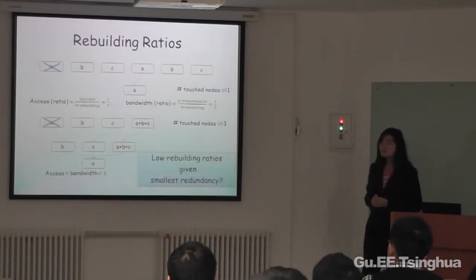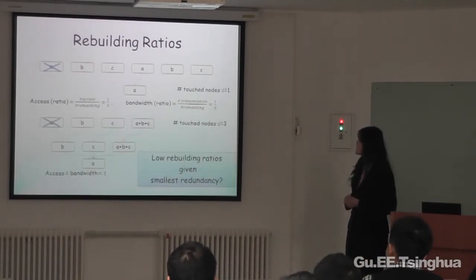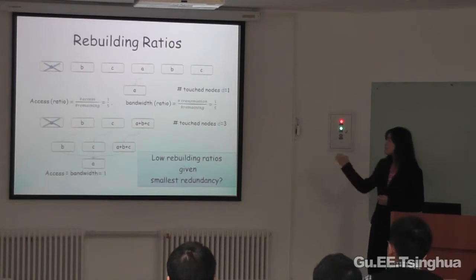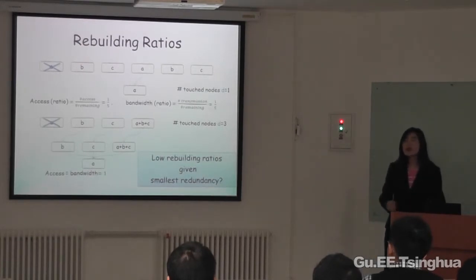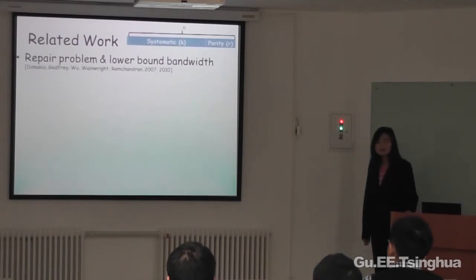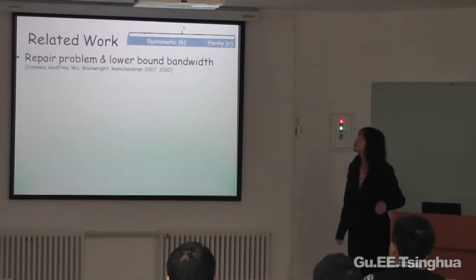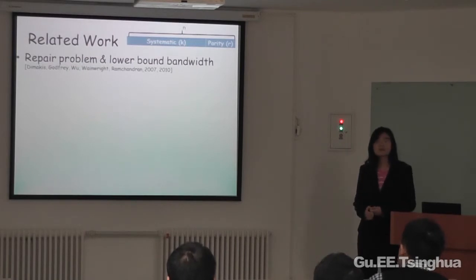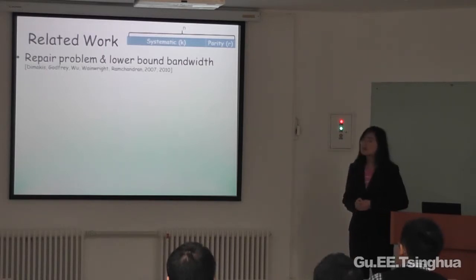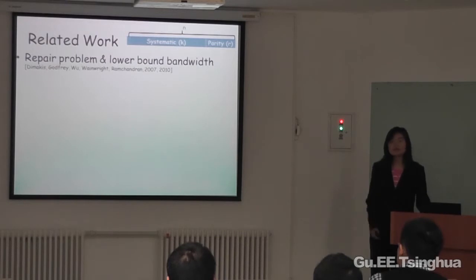Now we ask the question: suppose that I want to use a code that has the smallest redundancy, like in the second case. How can I lower the rebuilding ratios? Obviously, in this case, there is not much you can do. The rebuilding ratio has to be 1 in the second case. The problem that I just talked about is called the repair problem, and it was proposed by Dimakis et al. in 2007. They show, using a network coding type of argument, that you can derive some cut-set lower bound for the rebuilding ratios.